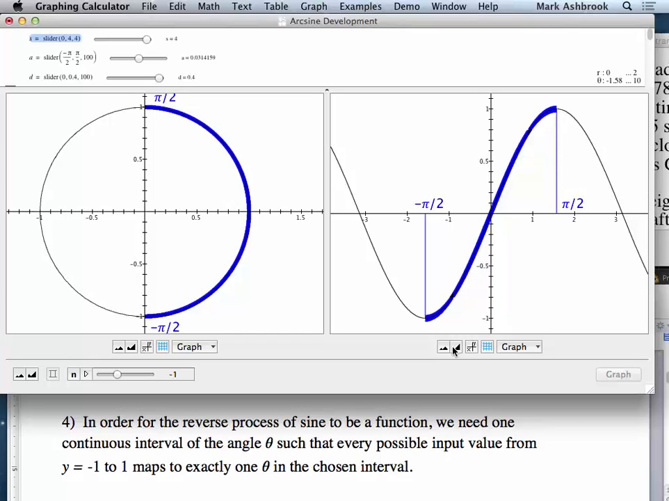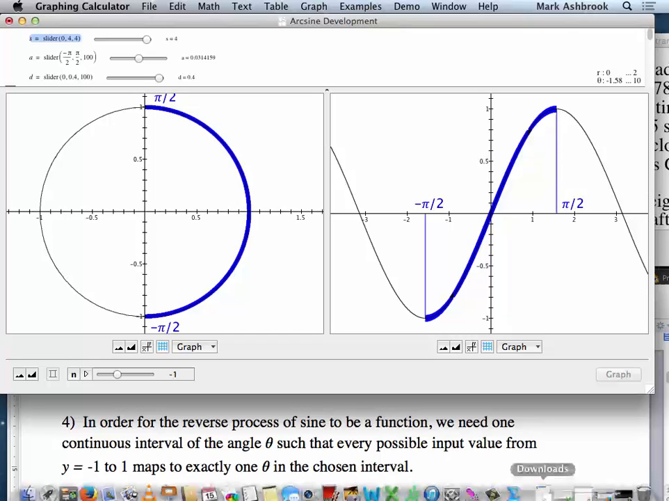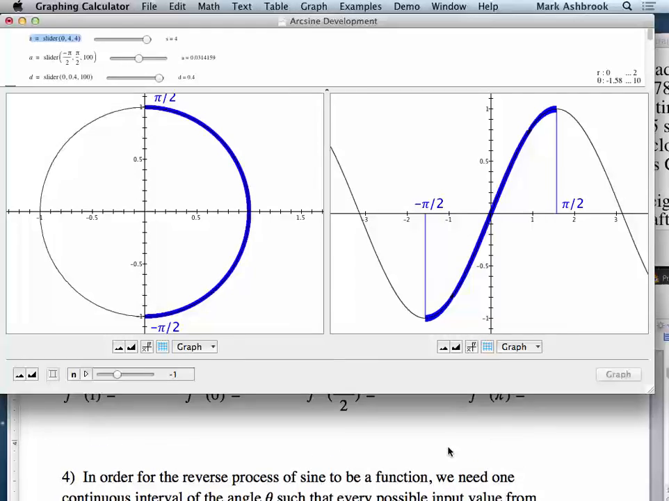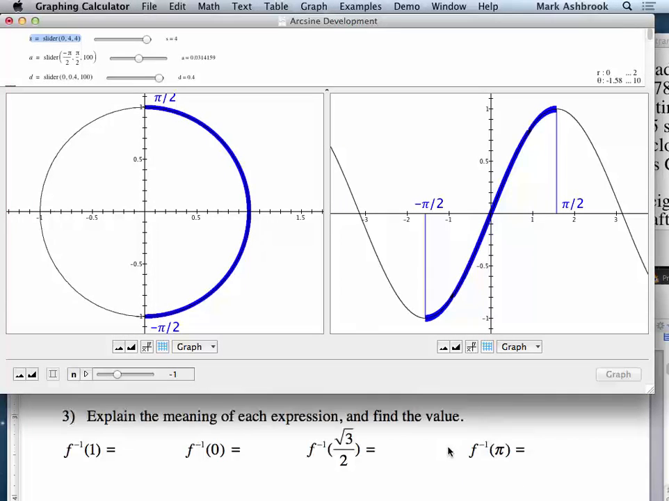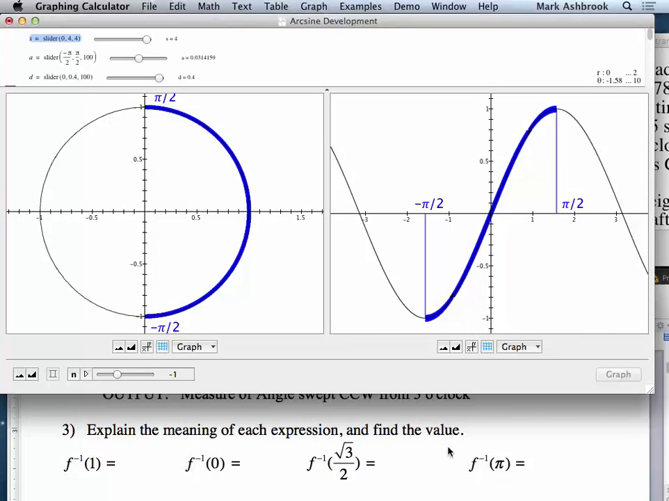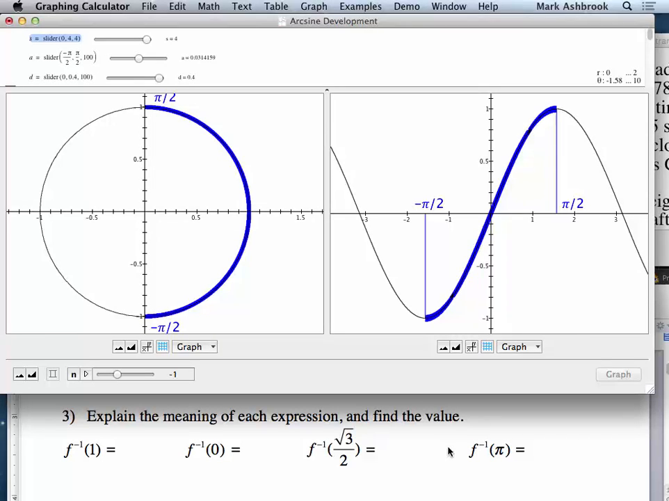So now let's go back and look at these and do these again now. So now I want you to answer these again. As this now function, now we defined it as a function, right? By chopping off this range of angles from negative pi over 2 to pi over 2, we truly have a function. So now what would these function values be?